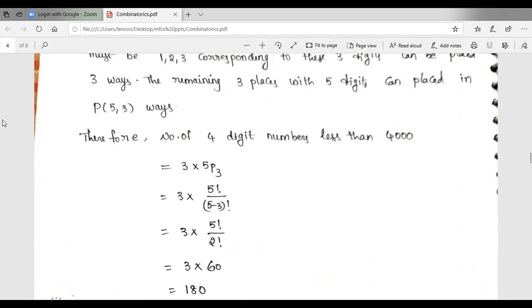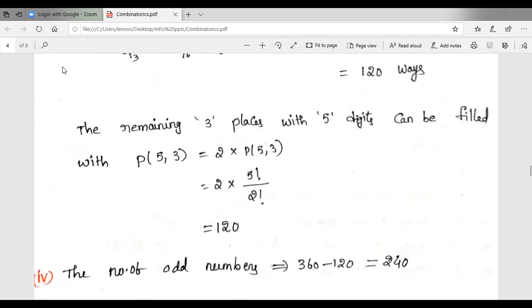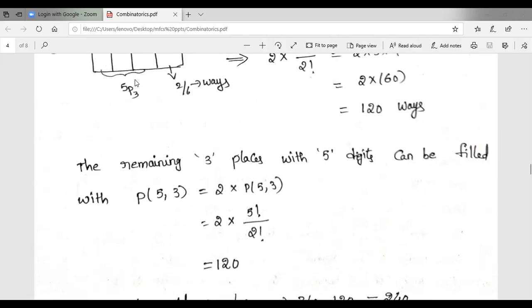Okay. So third question. How many of the numbers in the first question are even? The possible 4-digit numbers using these given 6 digits is 360. In these 360 numbers, how many numbers are even? So how to find the even numbers? Let us see.